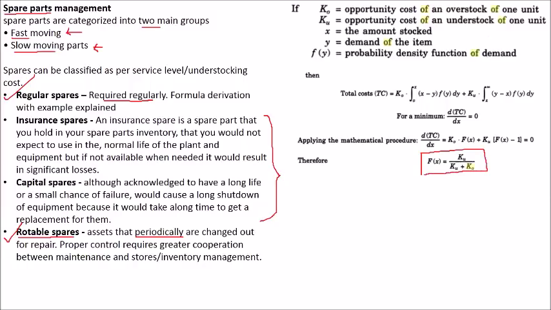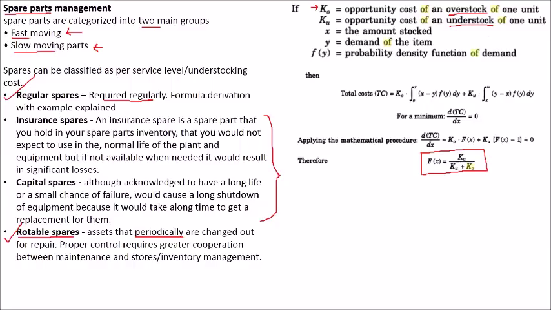So what is Ku and what is Ko? Ko is nothing but the opportunity cost of overstock. So you have overstocked the spare, which means money is locked up, your working capital is locked up in the form of spares, which means you will have a financing cost associated with it. And Ku is nothing but the opportunity cost of understock. When you have an understock, there is a high probability that during the breakdown you will not have the spare, and your labor and machines will all be idle.